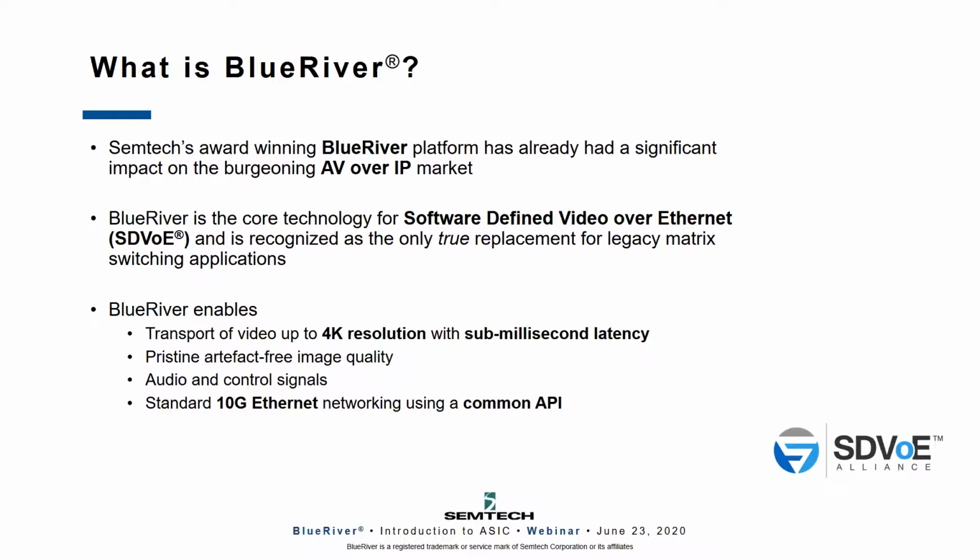It allows you to transport video up to 4K resolution with sub-millisecond latency. It provides pristine artifact-free image quality with visually lossless fidelity. We can transfer audio signals, control signals, many of the signals required for typical Pro AV applications. And all this is done using standard 10 gigabit Ethernet networking technology and using a common application programming interface, or API.